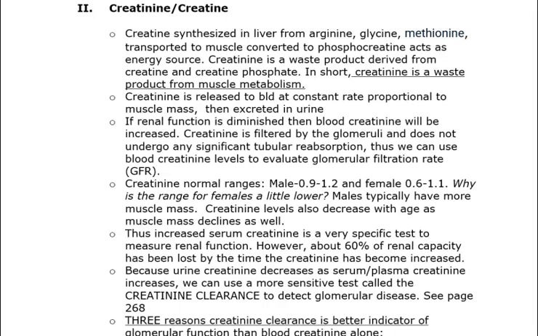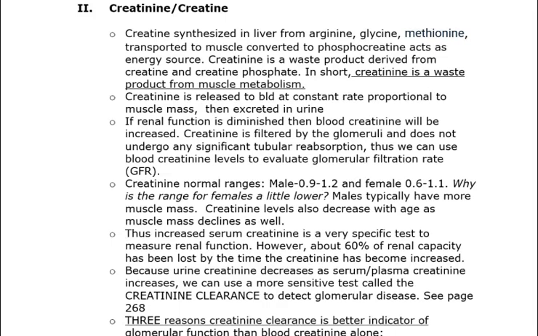The next non-protein nitrogenous substance we're going to talk about is creatinine. Creatinine is synthesized in the liver and is a waste product of muscle metabolism. Creatinine is released to the blood at a constant rate proportional to muscle mass, and then excreted in the urine. If renal function is diminished or decreased, then blood creatinine will be increased. Creatinine is filtered by the glomeruli in the kidney and does not undergo any significant tubular reabsorption. Thus, we can use blood creatinine levels to evaluate glomerular filtration rate, or the GFR.